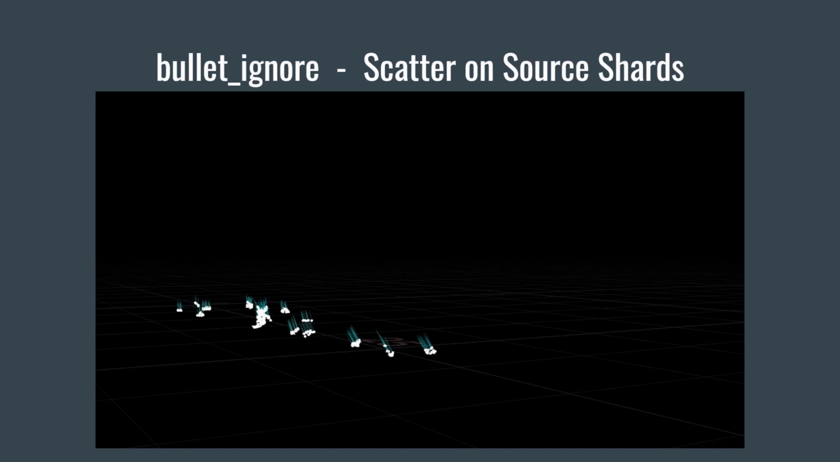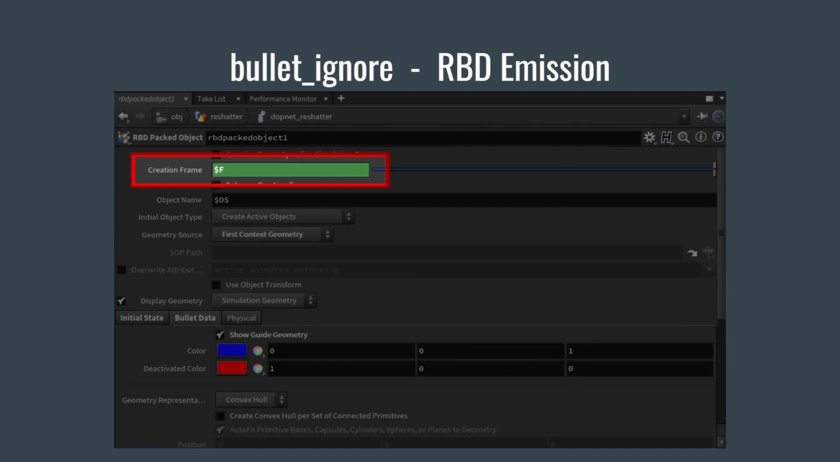And one reason it's very helpful to do this in a separate simulation is because you can experiment easily with the number of shards that you're emitting and the size distribution of those as well. So now once we scatter some new RBD shards to be emitted, we need to set up an RBD emission in our DOP net.